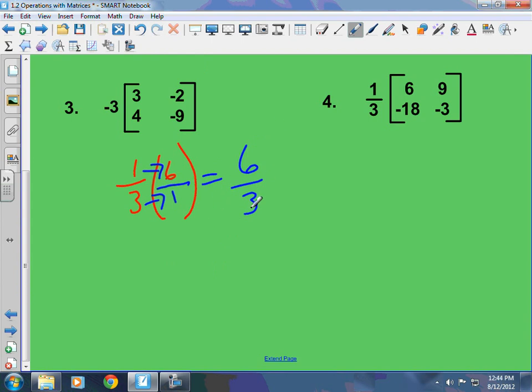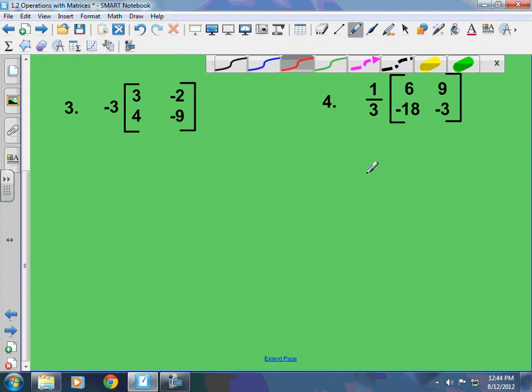That is because it's not reduced. Is there a number that goes into both 6 and 3 evenly? The answer is yes, 3 does. 6 goes into 3 twice. 3 goes into 6 twice. And 3 goes into 3 once, so I get 2/1 or 2. So we know our first answer is going to be 2.